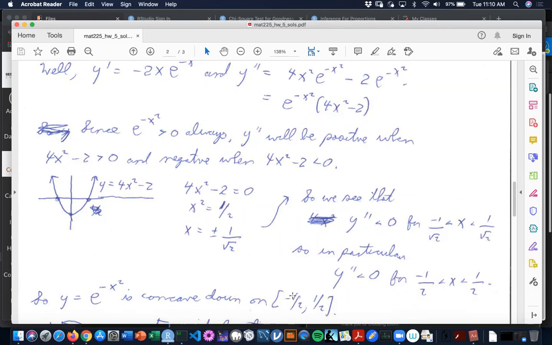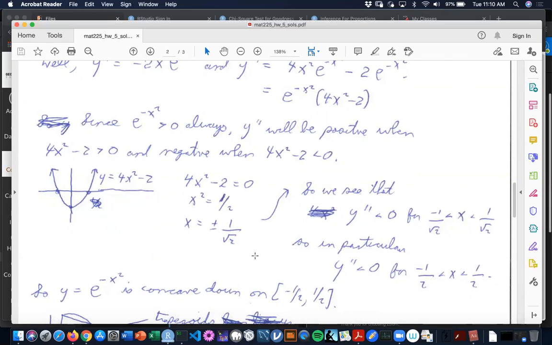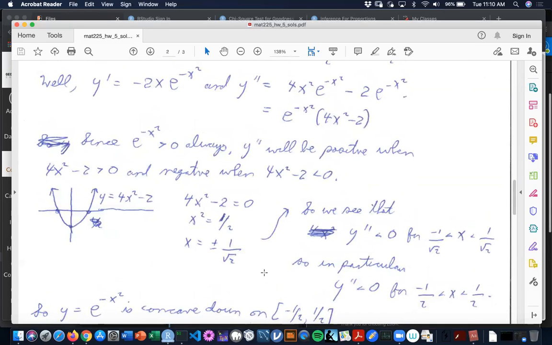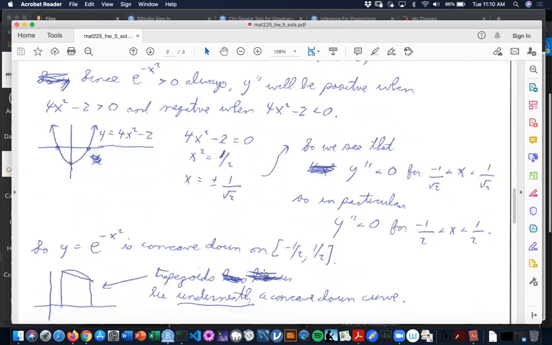Minus 1 over root 2 is a little bit less than minus 1 over 2. The region from minus a half to a half is narrower than the region from minus 1 over root 2 to 1 over root 2. If y double prime is negative all the way through the bigger region, it's negative through that smaller region as well. All right, so over the region we care about, from minus a half to a half, y double prime is negative. That means that the function y is concave down over that entire region.